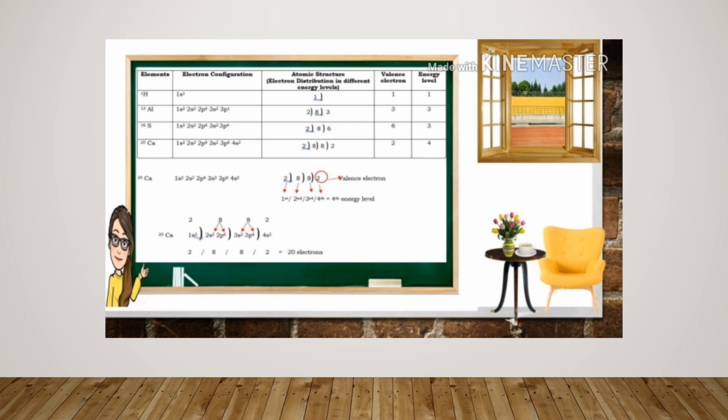Next is sulfur. The electron configuration is 1s2, 2s2, 2p6, 3s2, 3p4. So the distribution will be 2, 8, and 6. The valence electron is the electron found in the outermost energy level. Since the distribution is 2, 8, 6, the valence electron will be 6 and the energy level is 3, since you reached the third main energy level, which is 3s2 and 3p4. And the last is calcium. The distribution will be 2, 8, 8, and 2. Therefore, the valence electron is 2 and the energy level is 4.